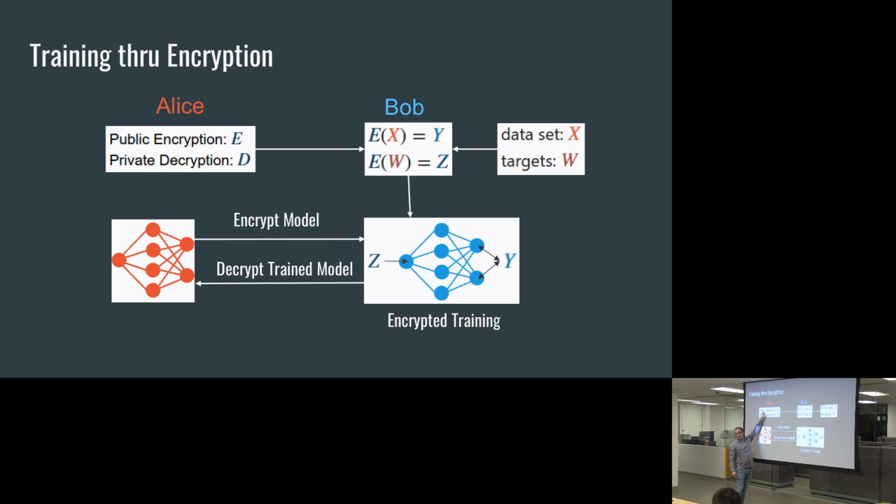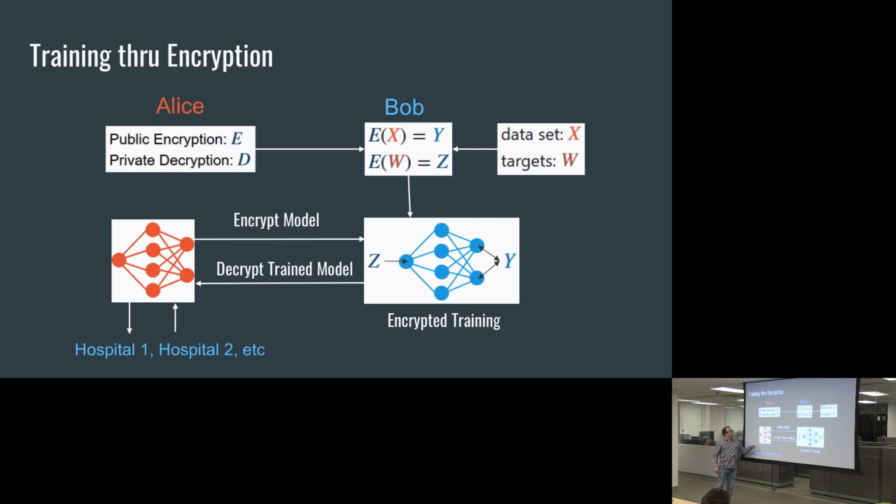Alice has a public key encryption system with E made public and a model that she sends encrypted over to Bob. Bob has a data set which he encrypts with Alice's key and then does encrypted training on the encrypted neural net, on the encrypted data. He then sends it back to Alice, and now she can decrypt a trained model from Bob. Kind of cool, right? Because she's never had access to his data, and he's never had access to her model. So it's complete separation of what's going on.